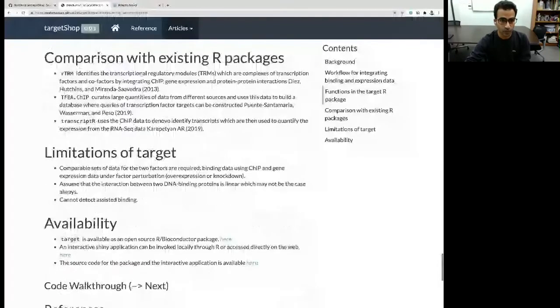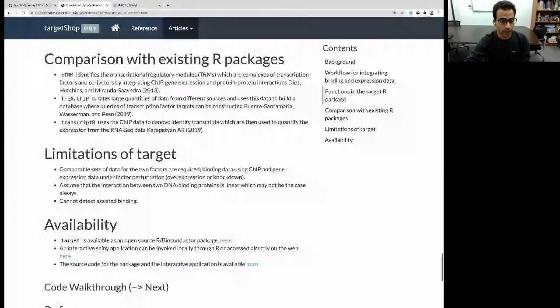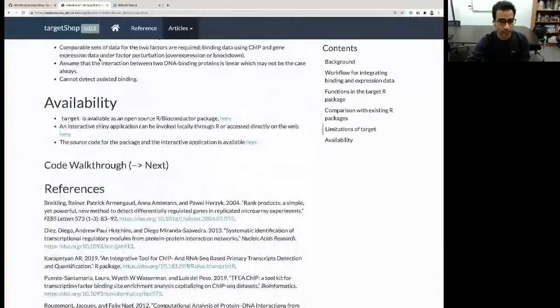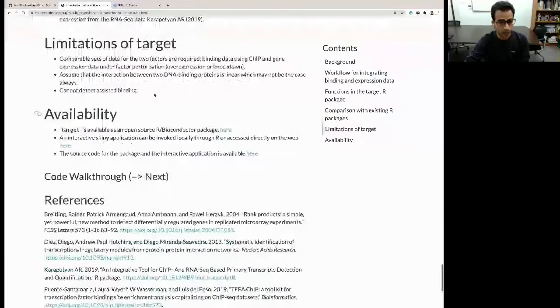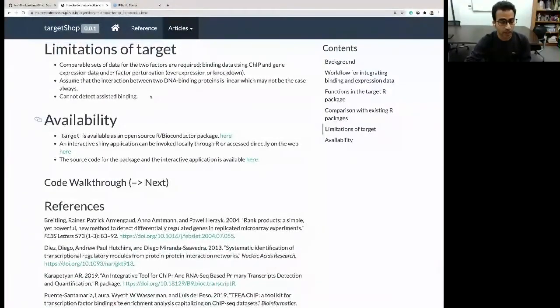So there are different approaches to integrate gene expression and DNA binding data in R. Some examples of the existing packages are listed here. The limitation of this analysis is that we need specific kinds of data for two factors in the same cell line to be able to make specific predictions. And this analysis assumes that the interaction between those two proteins or two transcription factors is linear, which is not always the case. And there are some forms of binding that we can't detect, such as assisted binding.